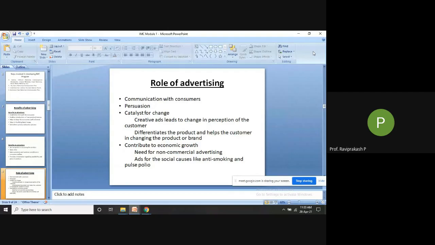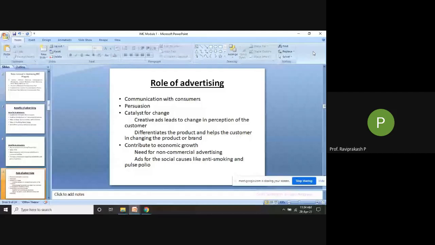This is the effect on your body. Okay, your body parts will be like this. So if you drink, your liver or your kidney may fail. So all these things are non-commercial advertisements. Okay, and next comes ads for social causes like anti-smoking.